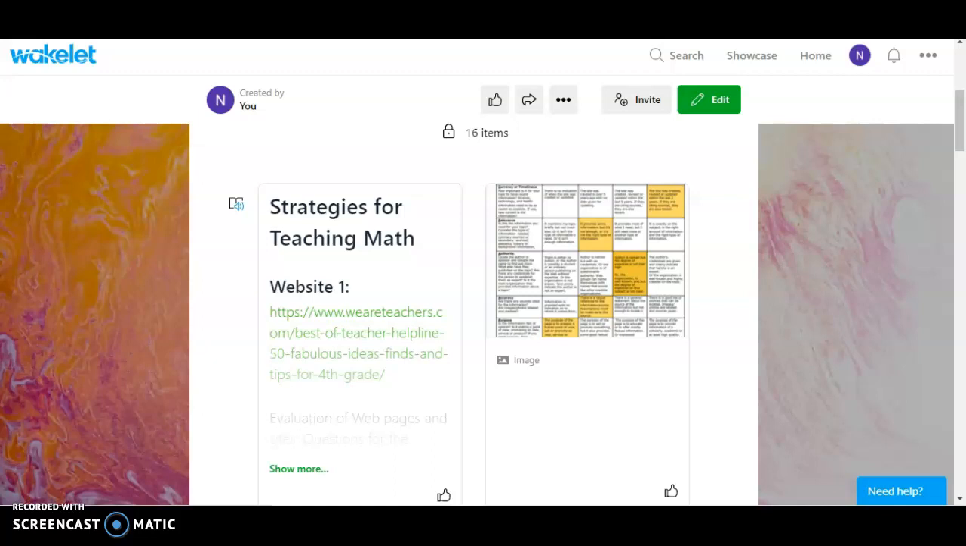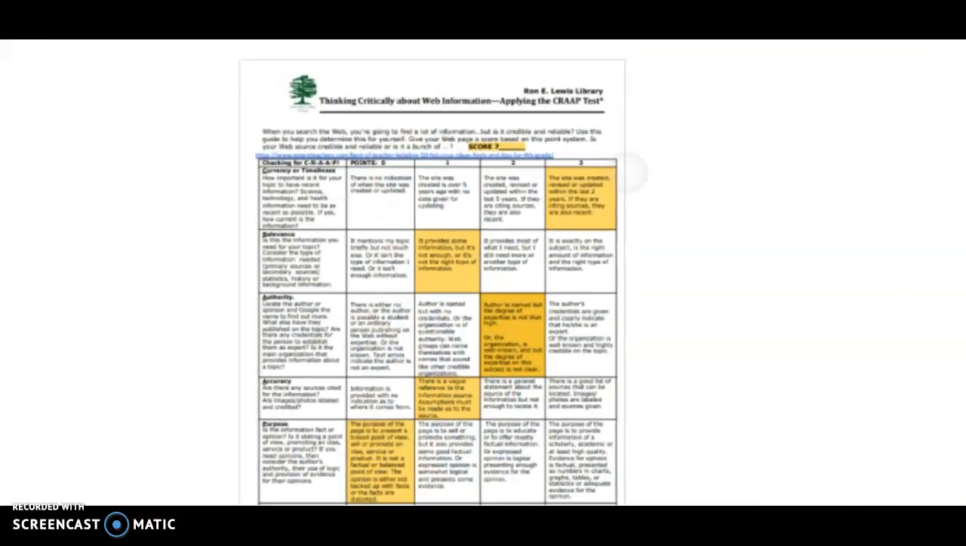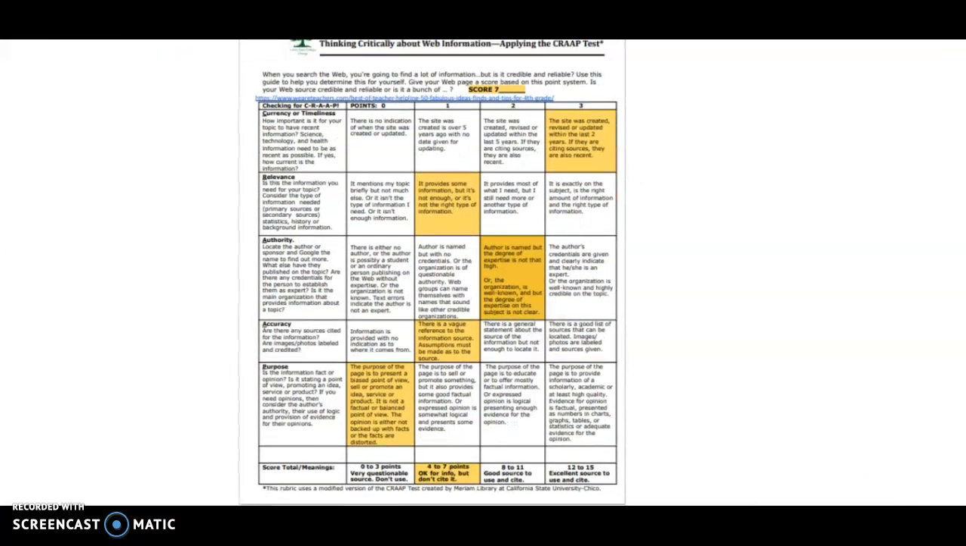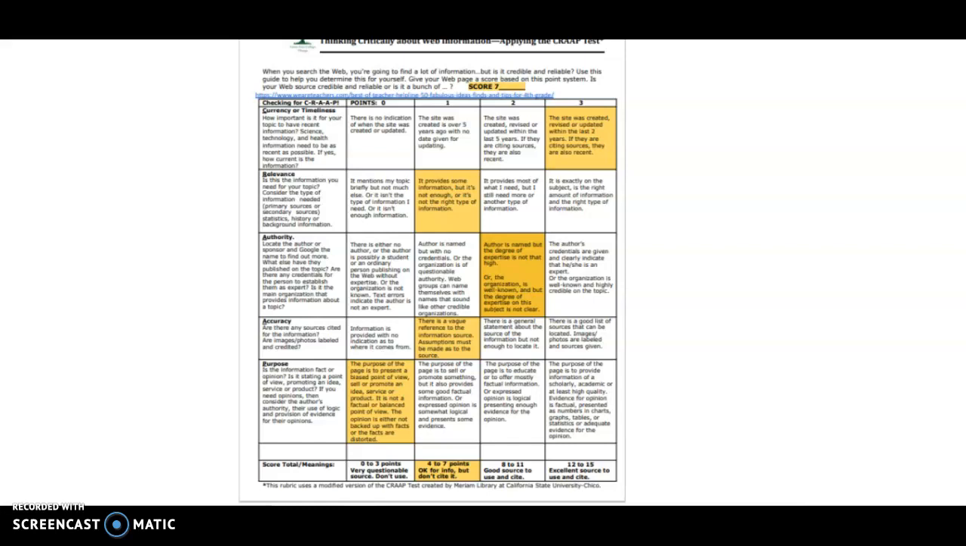I learned several things while using the CRAP method that I really did not ever pay attention to before. So my first topic, I was looking for strategies for teaching math, and the first web page that I found did not score as well as I thought that it should have, which was kind of surprising to me because at first glance it seemed like it would have had good information, but as I filled out the rubric, I saw that there were things missing.